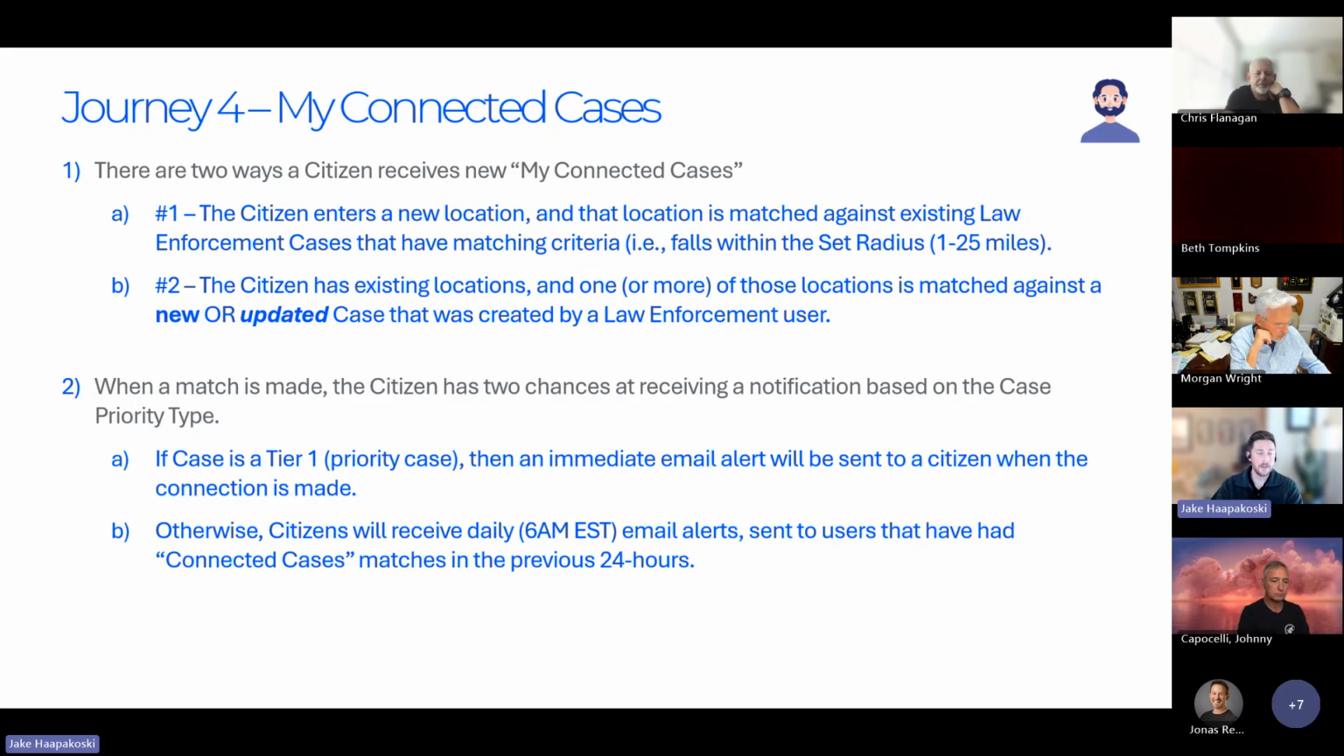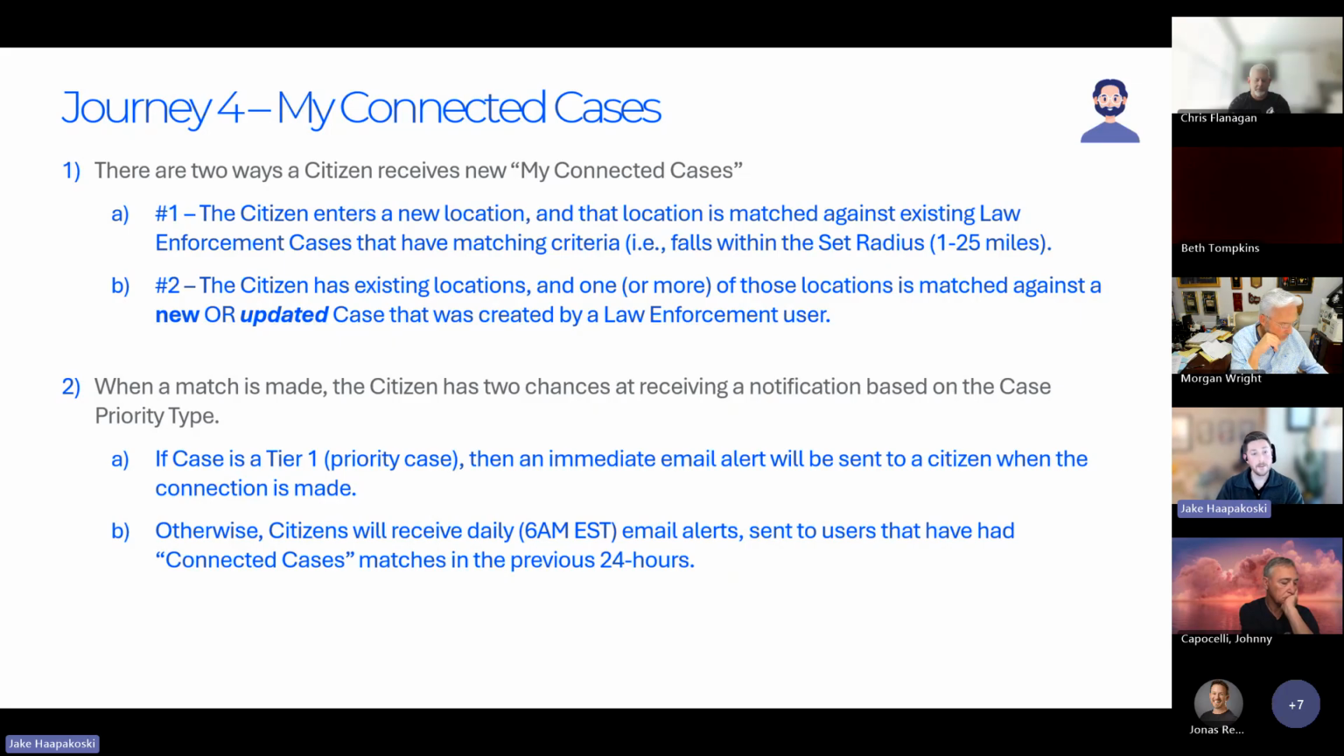I might see the card, that Milwaukee case card that popped up, but I might not get an email right away if it's not a priority case. I'm not going to receive that until actually the next morning in my inbox. Doesn't mean that I couldn't see it in the site if I'm actively using the site. I could go and see those connections at any point in time. I'm just not going to receive the email if it's not a priority until the next day.